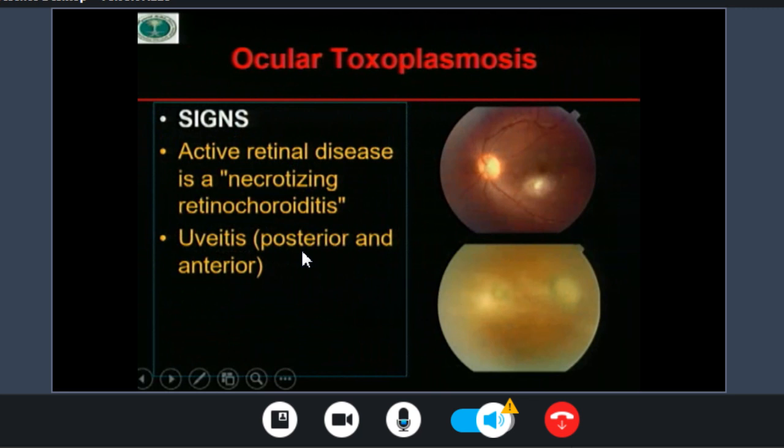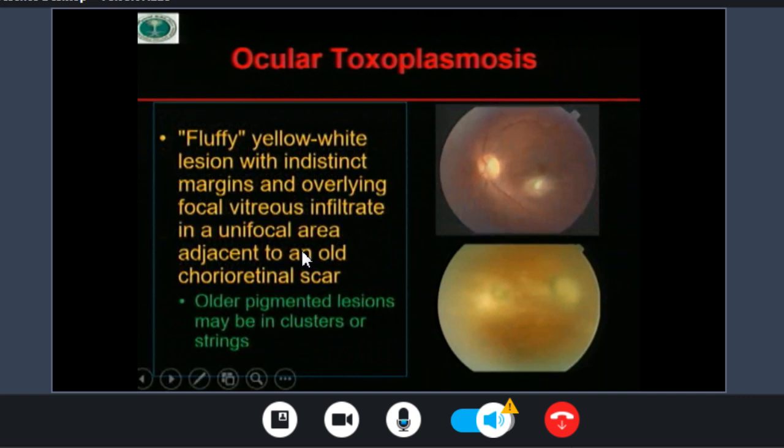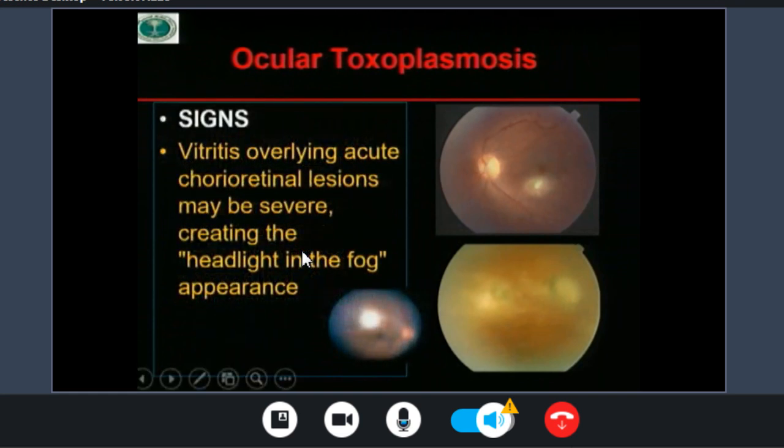Active retinal disease is necrotizing retinochoroiditis, and uveitis might be posterior and anterior at the same time in severe cases. The lesion is usually a fluffy, yellow-white lesion with indistinct margins and overlying focal vitreous infiltrate in a unifocal area adjacent to an old chorioretinitis. Older pigmented lesions may be in clusters or strings. Vitritis overlying acute choroidal lesions may be severe, creating what we call a headlight in the fog. And that's important: when you see localized vitritis, usually think about toxoplasmosis when you compare it with a patient with acute retinal necrosis or other viral lesions.